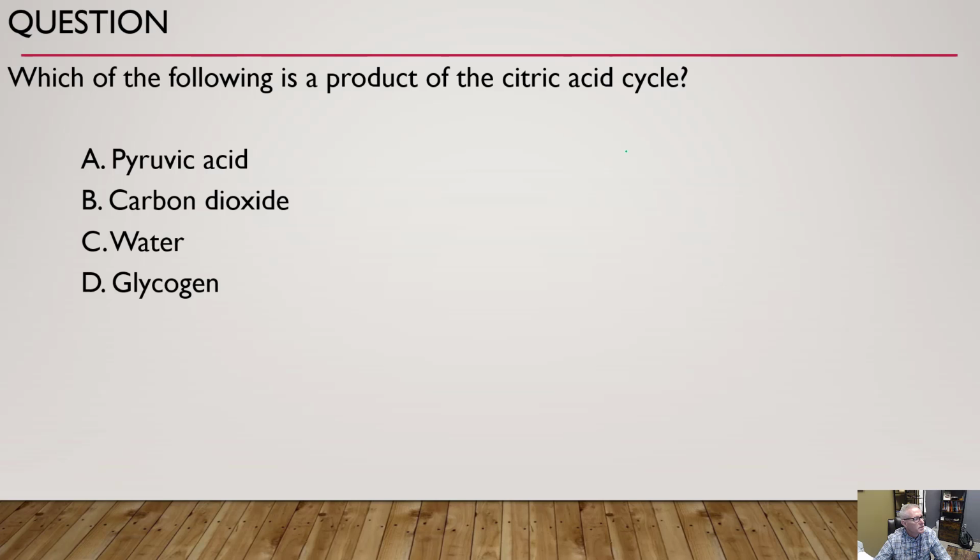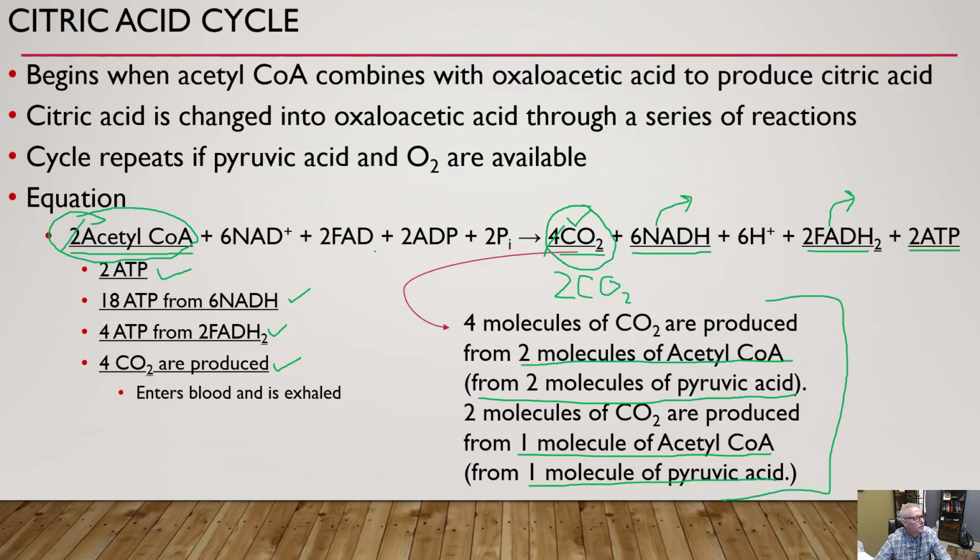Which of the following is a product of the citric acid cycle? Pyruvic acid, carbon dioxide, water, or glycogen? Pyruvic acid, that's glycolysis. Water is electron transport chain. It's not glycogen. Glycogen is stored glucose. Carbon dioxide is a product of the citric acid cycle.